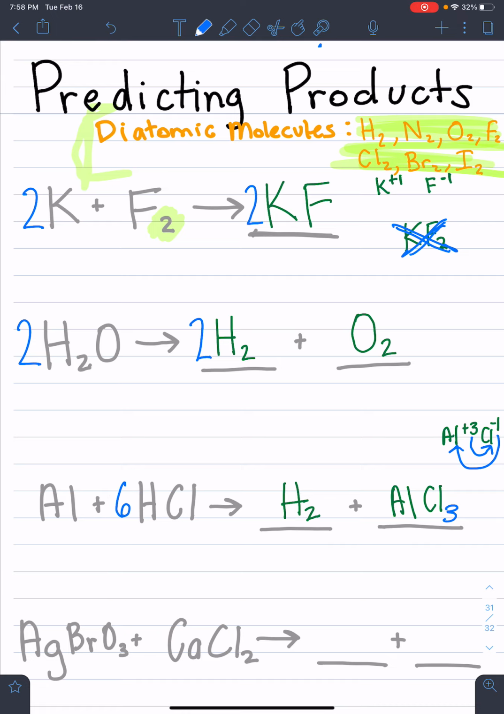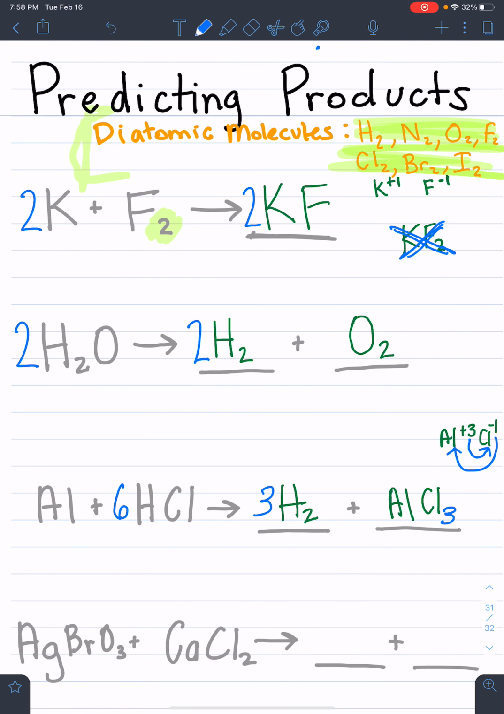And then I know my H, I can put a 3 to get 6. And then just how the 6 goes with the H, it also goes with the Cl. So I know I need to put a 2 here to get my Cl to be 6. And my 2 also goes with my Al, so I need to put a 2 in front of my Al.